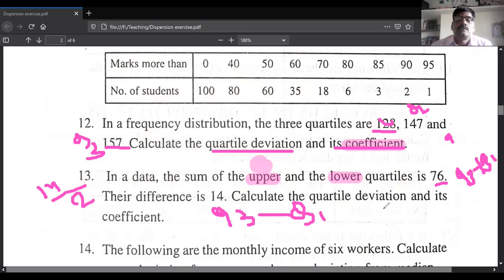And the coefficient is Q3 minus Q1 divided by Q3 plus Q1. If you apply this, then 14 divided by 76 is the answer. You calculate it: 7 by 38 is the answer. You divide and calculate the answer. These are the equation based questions.